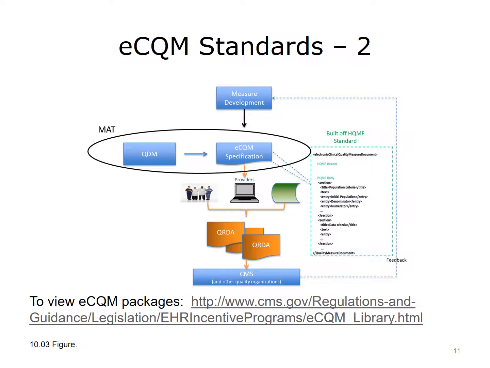This slide shows how the different eCQM standards work together. The Measure Authoring Tool, MAT, is used by measure developers to generate HQMF specifications. The MAT uses the quality data model and follows all the required conventions. HQMF is then parsed by an eCQM engine and matches up with patient data to generate eCQM results in files according to the Quality Reporting Document Architecture.